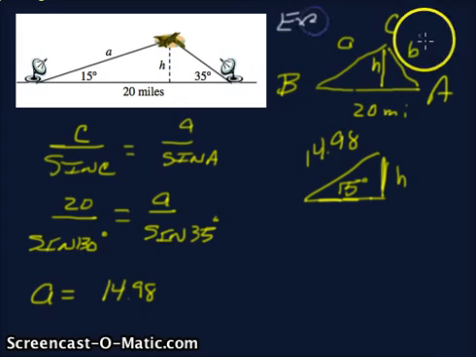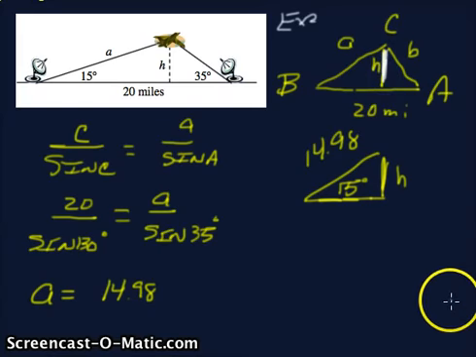In example 2, they're talking about some type of UFO, and they want to know the height of the UFO. Notice the triangle. Always draw the triangle. Also, we don't know how much of this 20 is on each side, so that's not going to help us out a whole lot here.